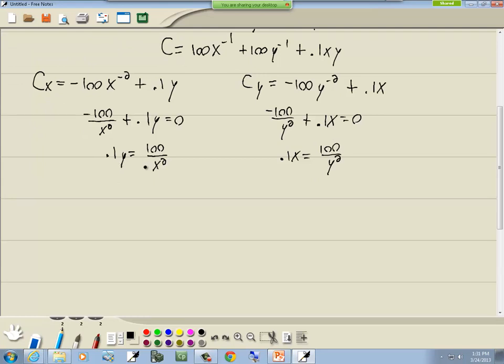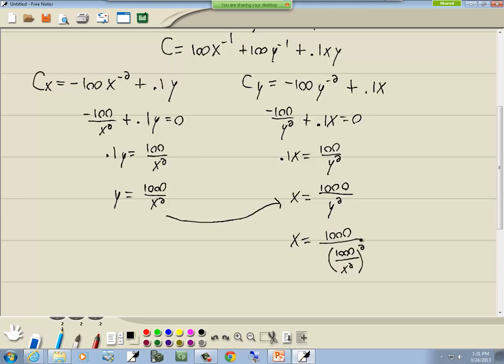If I divide both sides by 0.1, we're going to get y is equal to 1,000 over x squared. And for this one, we divide both sides by 0.1 again, and we'll get x is equal to 1,000 over y squared. That seems weird. When you divide by 0.1 it becomes bigger, but if you actually plug it in your calculator, you'll see that's right. Now this one's already solved for y, so we're going to go ahead and plug that into the other equation. So I've got x is equal to 1,000 over y squared, so we'll have 1,000 over x squared, squared.